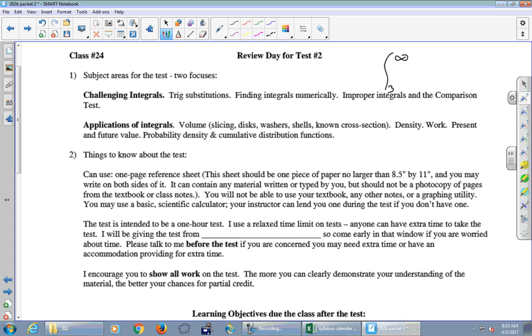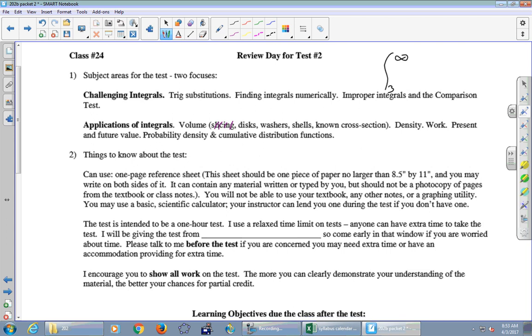Okay, and then we have lots of applications of integrals. So we did a bunch of things by volume. This word slicing here, I'm going to cross that off because slicing actually applied to just about everything we did in terms of applications. It wasn't specific to integrals. We did volumes by disks, volumes by washers, volumes by shells, and volumes by known cross-section. Remember the funky shape where the cross-sections perpendicular to the x-axis were squares? Remember I showed you that kind of weird animation? So that's what we mean by known cross-sections.